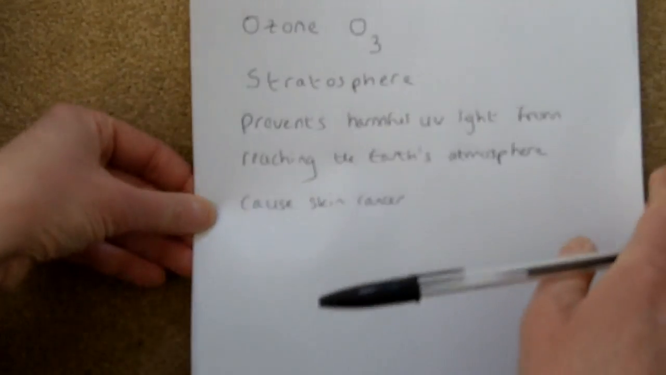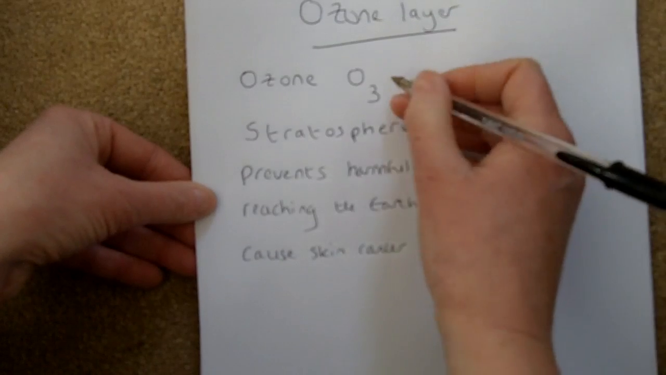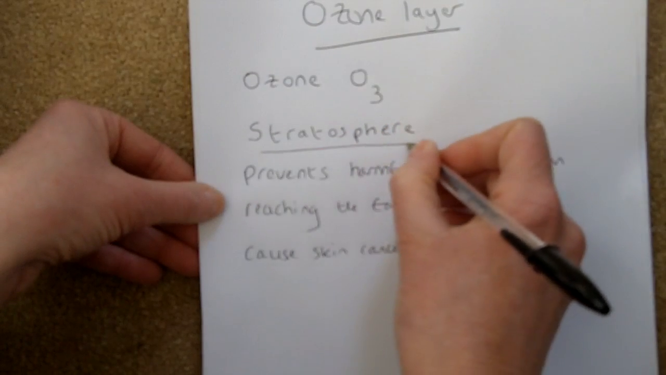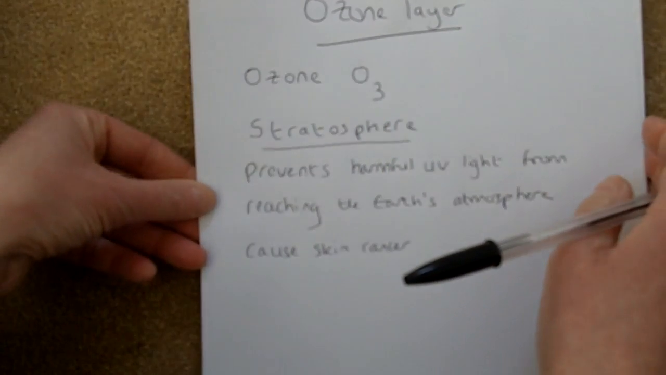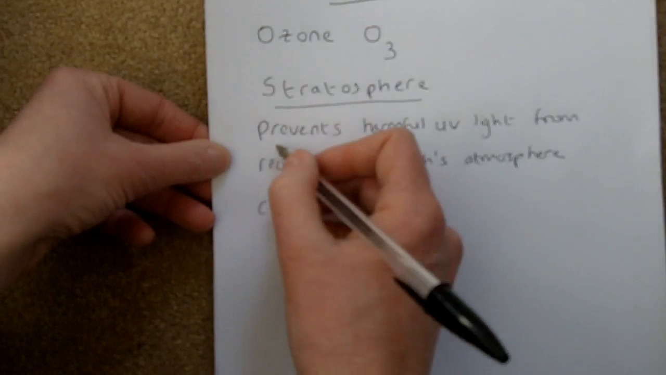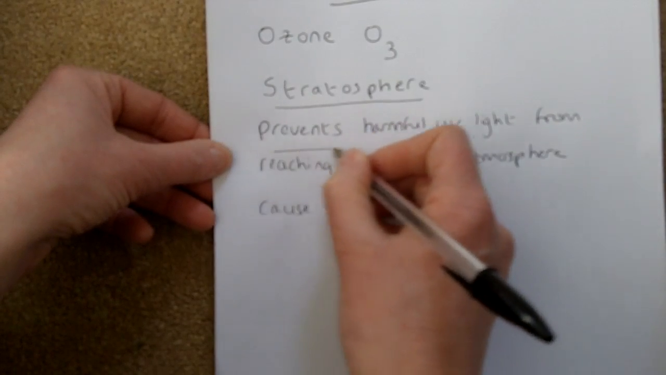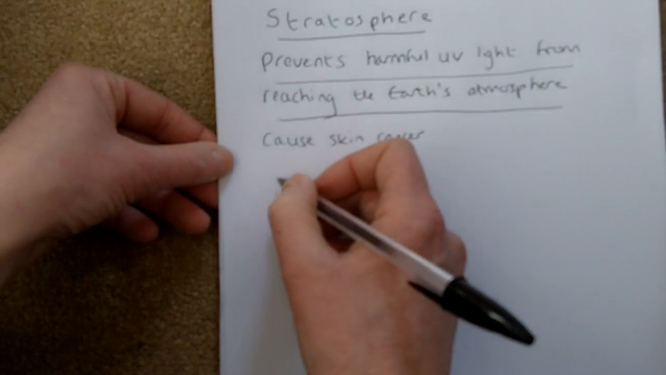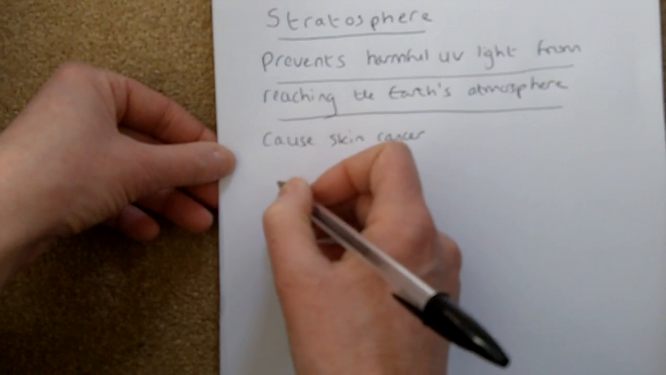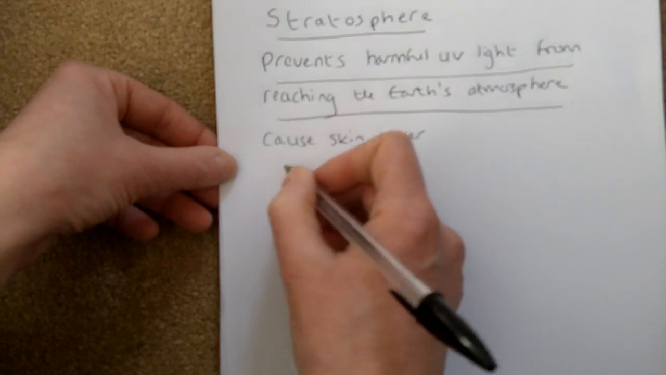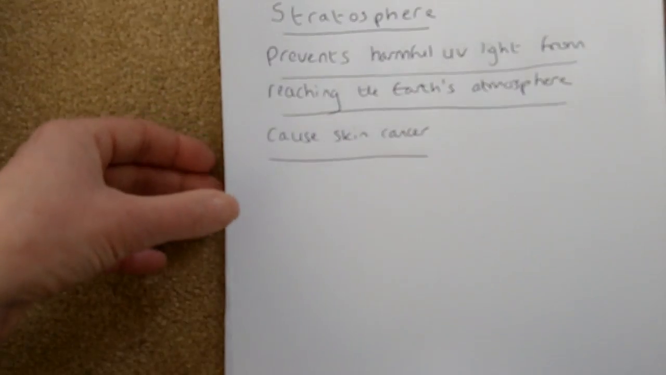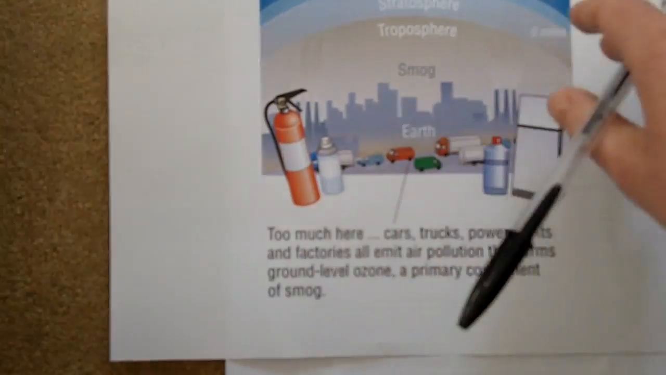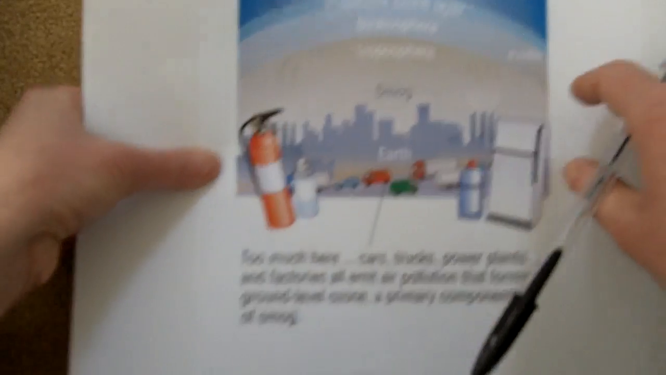Okay, so ozone has a formula O3. It's found in the part of the atmosphere called the stratosphere, and the purpose of the ozone layer is that it prevents harmful UV light from reaching the Earth's atmosphere, and we are concerned about this because if UV light comes through, it can cause skin cancer. Okay, so we've got a picture here. Take a look at this picture taken from an OCR textbook.